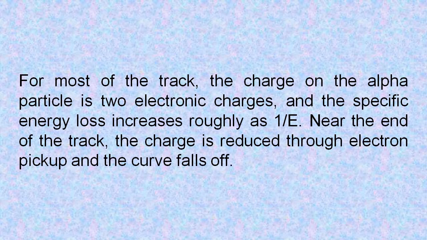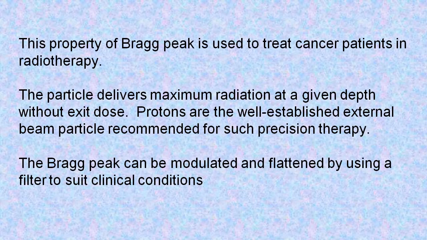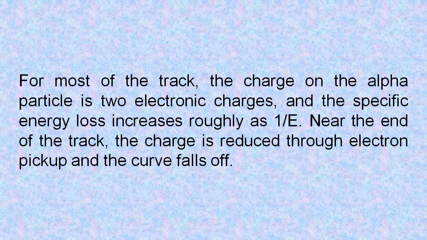So when it is reaching a particular distance, its velocity decreases, and at that position, the alpha particle is absorbing 2 electrons and it is becoming a neutral one. So there, its complete energy is lost. That means the curve suddenly falls off. And you are calling that peak value as the Bragg peak.